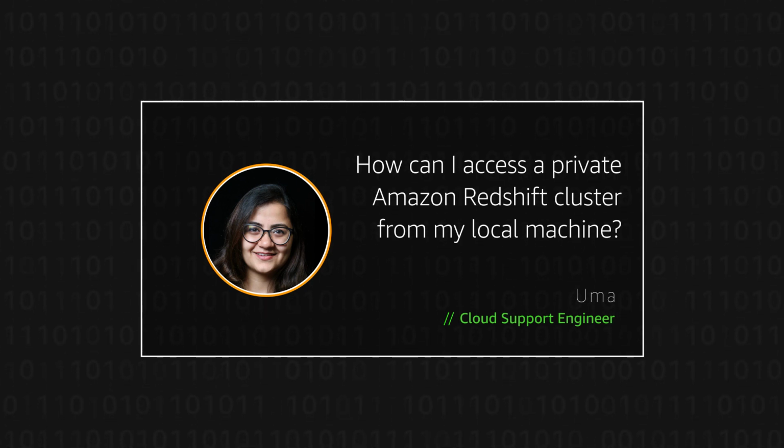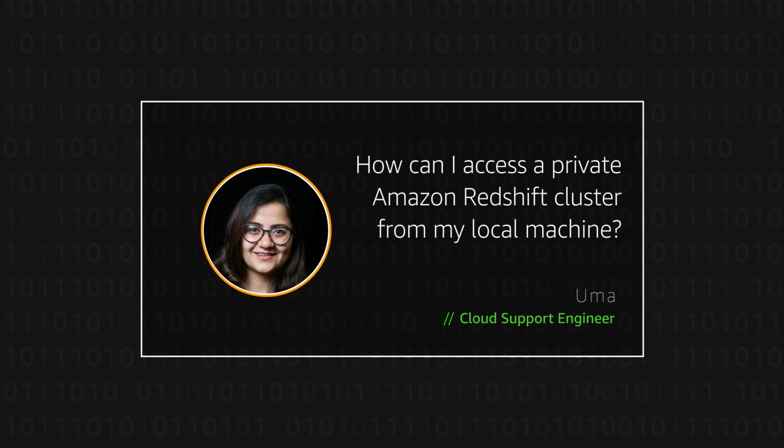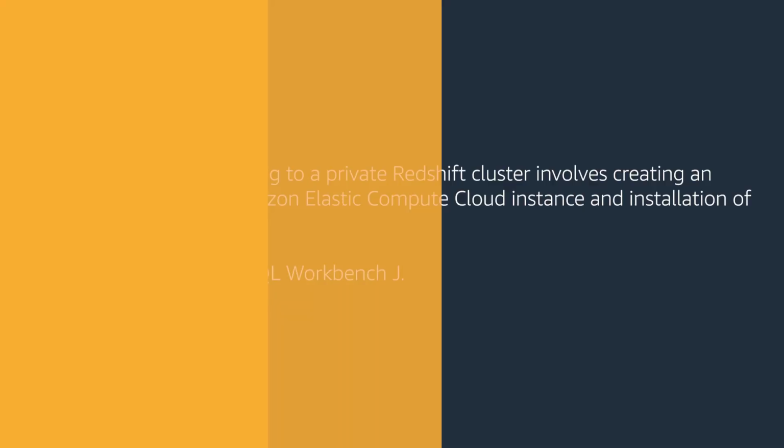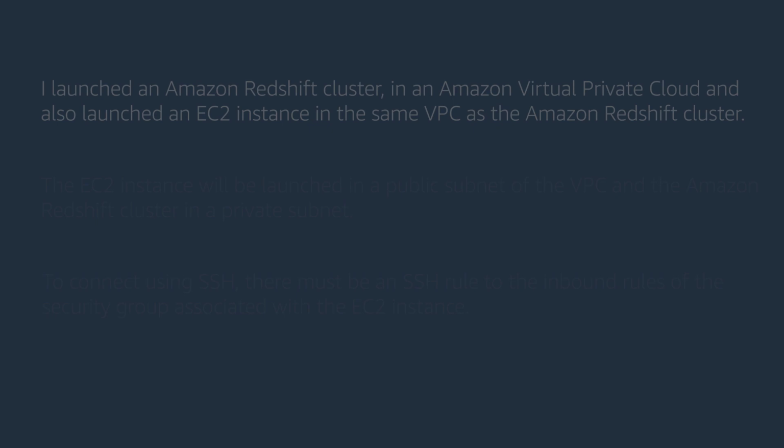Today I'm going to show you how users can access a private Amazon Redshift cluster from their local machine. So let's get started. This method of connecting to a private Redshift cluster involves creating an SSH tunnel using an Amazon Elastic Compute Cloud instance and installation of any SQL client tool. In this demo, we'll use SQL Workbench J.